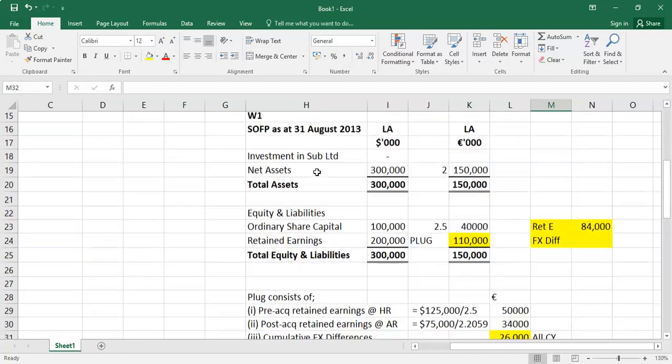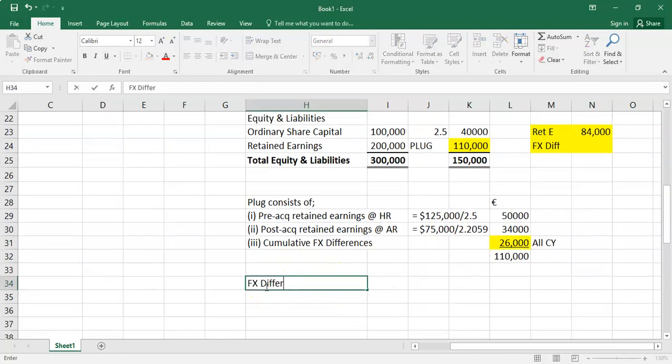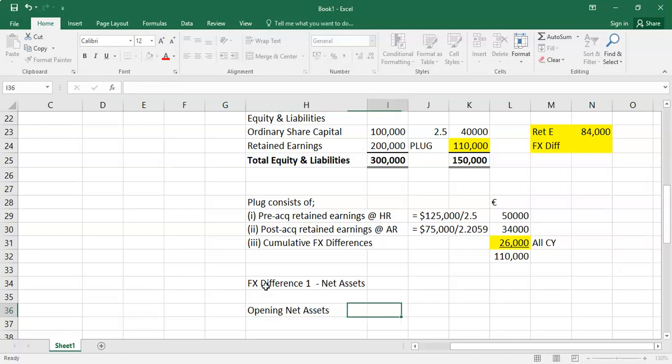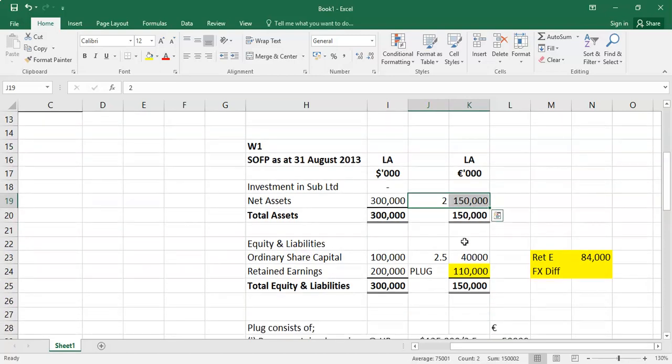So the final element of our working one then is, well, let's prove where this 26,000 comes out of. And that's where your FX difference 1 and 2, which you'll have in every question. Ignoring goodwill, ignoring any fair value adjustments, you always have FX difference 1, which is to do with net assets. And as we said before, this is to do with opening net assets. So the opening net assets at the acquisition date, you were translating them at the historic rate, whereas everything else in the statement of financial position has been translated at the closing rate. So what that means is you're going to have a plug difference, which is one element of your FX differences. So it is complicated, it just takes practice.